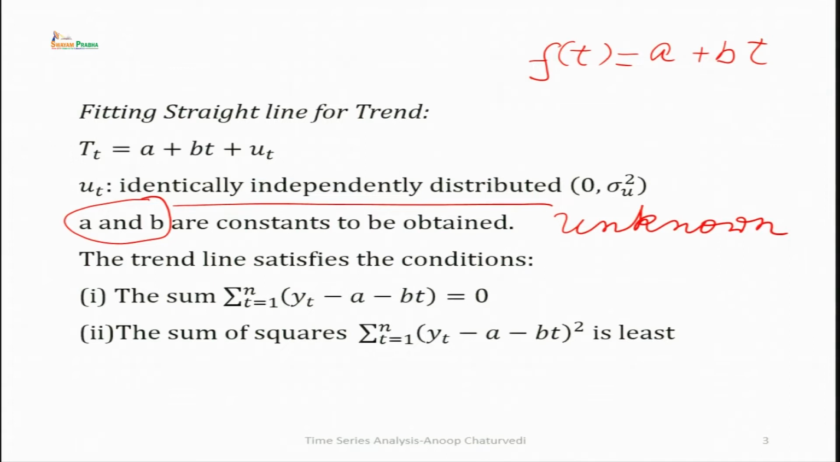So, our problem is to estimate these parameters. Here we replace y t by a plus b t. So, your conditions are: the summation over t of y t minus a minus b t is equal to 0, and the sum of squares, summation over t of (y t minus a minus b t) squared, is least, that is, minimum. So, for determining the values of a and b, you have to minimize this term.